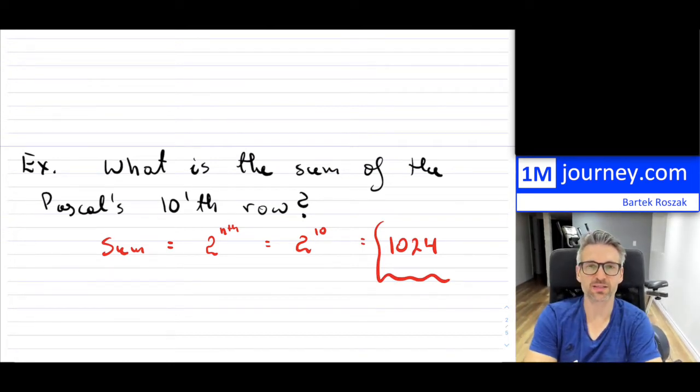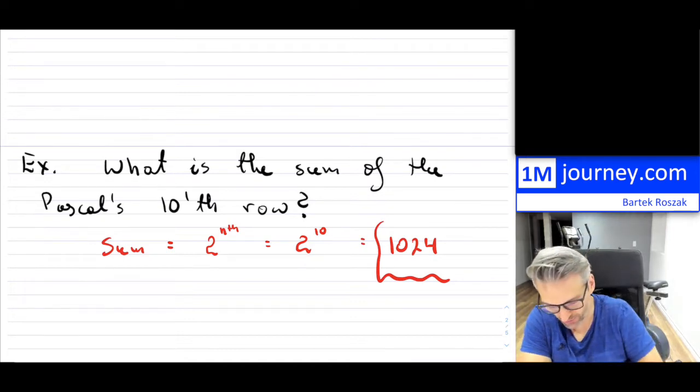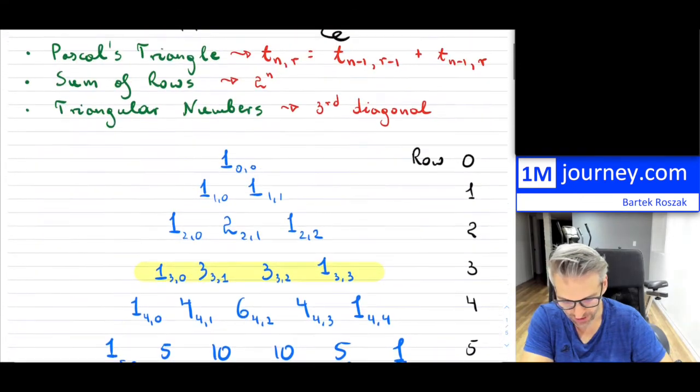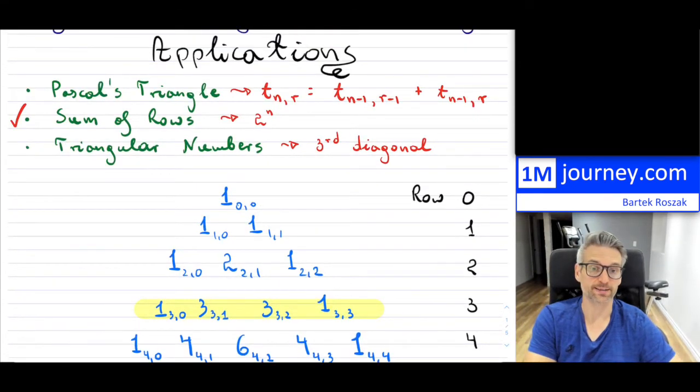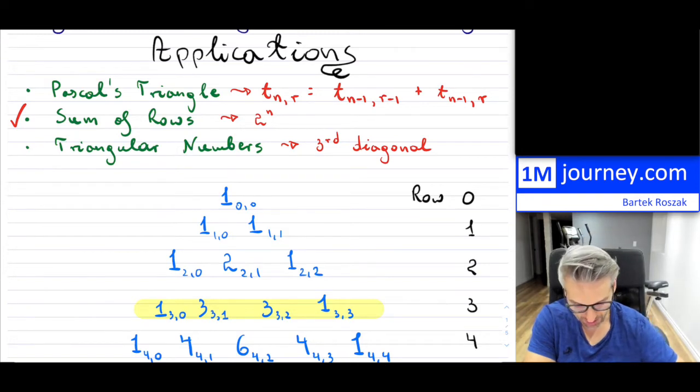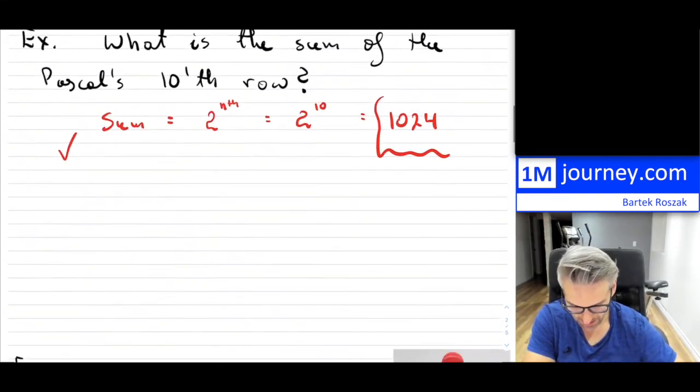That's a common question which is sometimes asked on quizzes or tests that you will run into, and it's just a matter of noticing this pattern. The pattern is basically that the sum of any row is 2 to the n. We saw that in the previous video as well. So that's a simpler example.